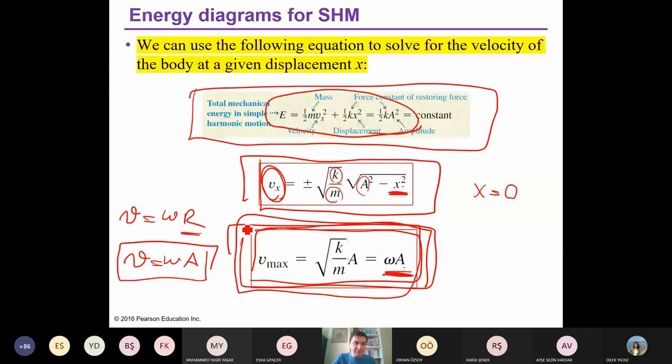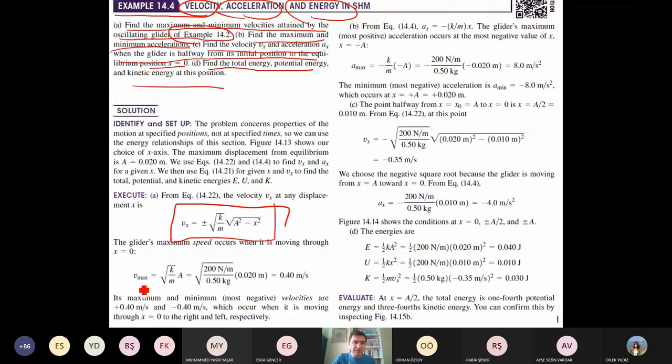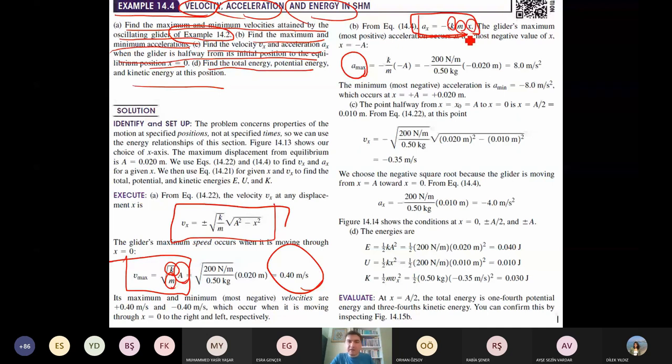Maximum velocity is given with this expression. If you know the force constant, the mass, and the amplitude, then you can calculate the maximum velocity. You can also calculate the maximum acceleration. Remember the formula for the acceleration, we have done it. If you know k, the mass, and x, then you can calculate the acceleration as a function of x. The maximum acceleration happens when x is equal to A, so if you put it there, you can calculate it.